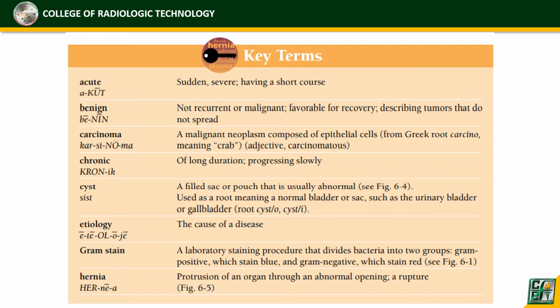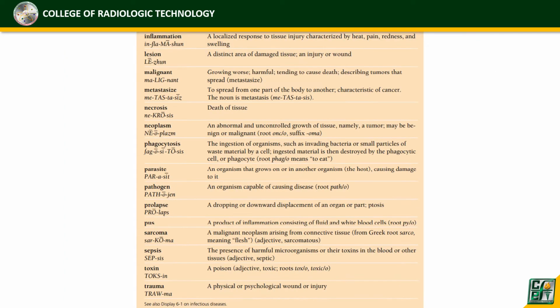Okay. Next, etiology. Okay, cause of disease. Gram stain is the process of staining bacteria, okay, dividing it into two groups, the gram positive and gram negative. Then we have hernia. Okay, hernia is a protrusion of an organ through an abnormal opening or a rupture. Okay, so inflammation. Okay, characterized by heat, pain, redness, and swelling. Then we have the lesion. Okay, lesion or wound.